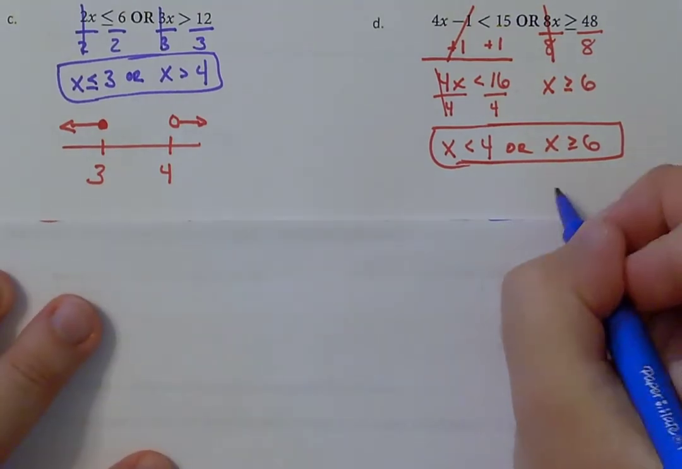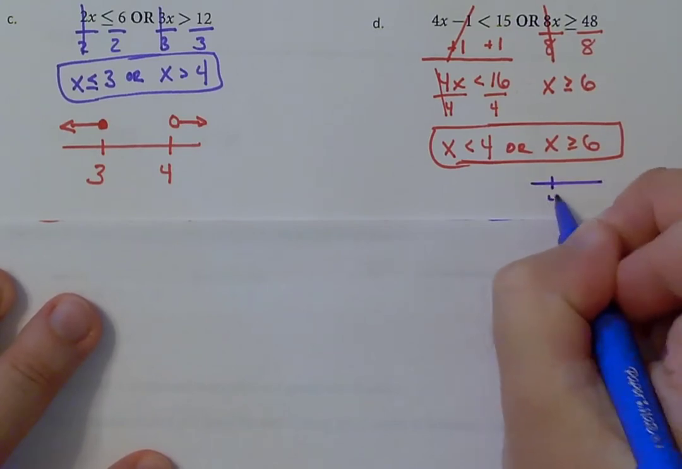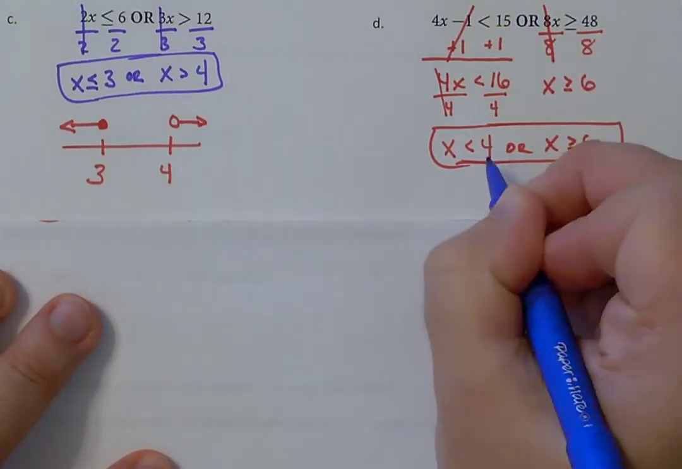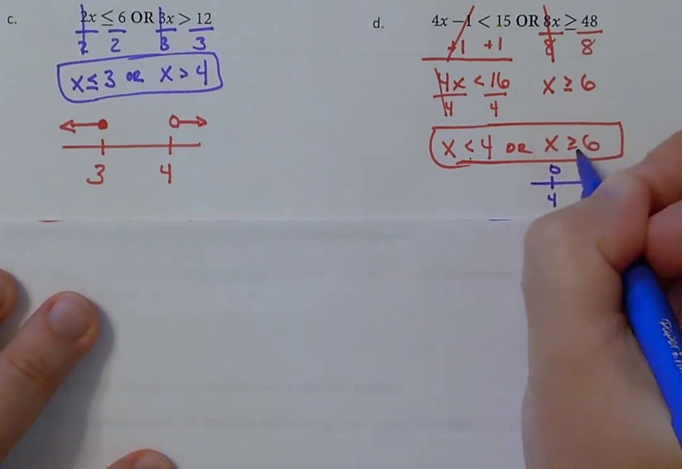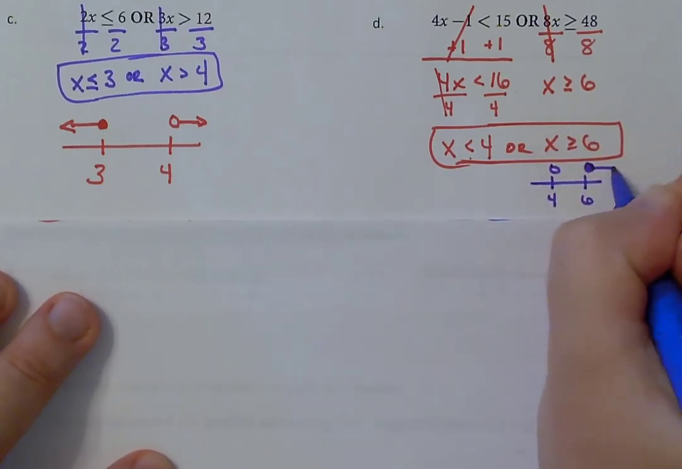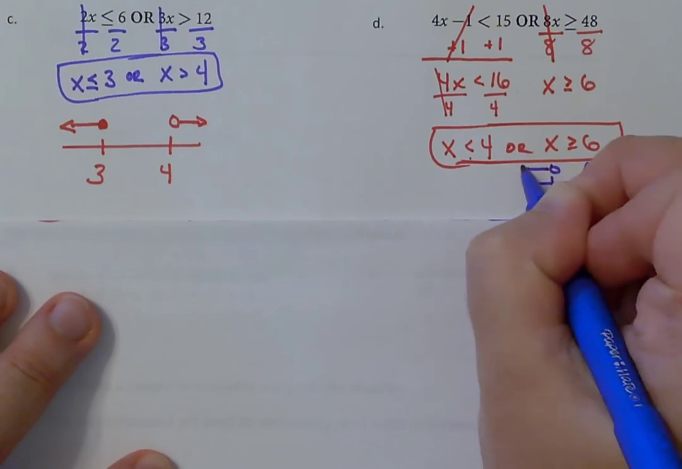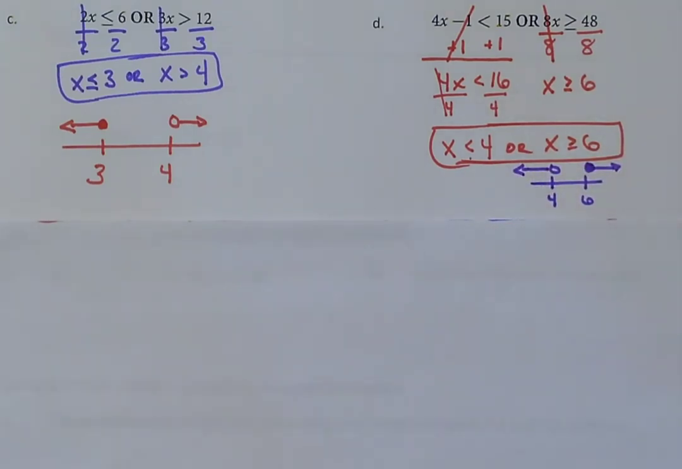And then to just graph it, we have our endpoints at 4 and 6. It's open at 4, closed at 6. And then you draw your arrows going in opposite directions.